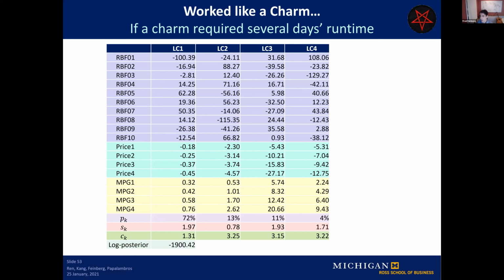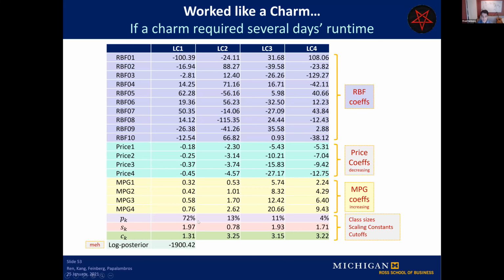And I ran this model 100 times from 100 different starting points, 100 chains that were thousands and thousands long. Here are all the attributes. And you might say, what the heck is that? Here are my RBF coefficients. Here are my price coefficients, which are decreasing. Here are my MPG coefficients, which are increasing. Here's my class sizes. Class 1 is really big. And then there's some scaling constants and cutoffs. I don't expect anyone to get anything out of this.